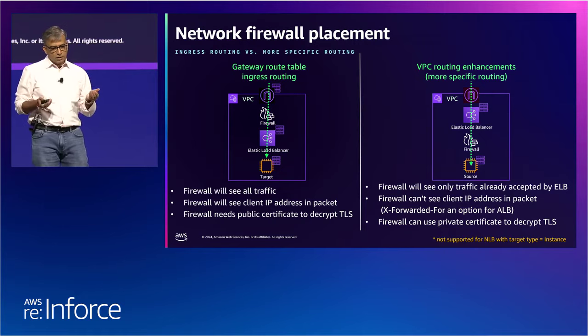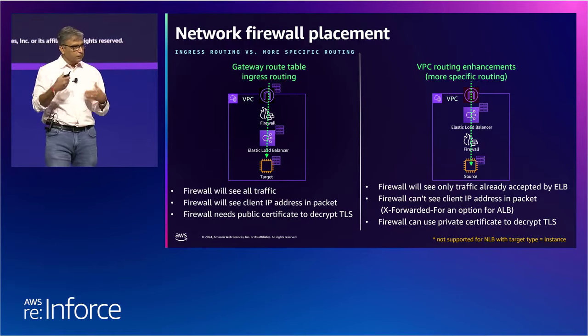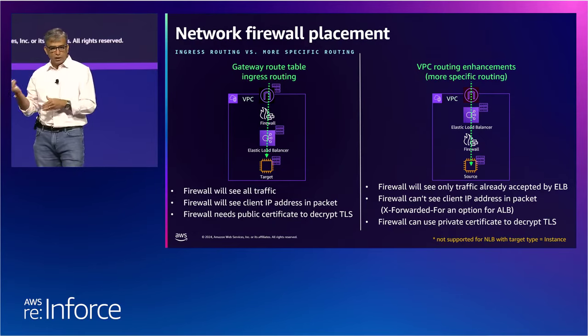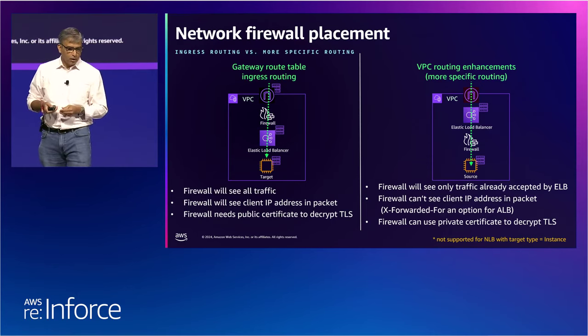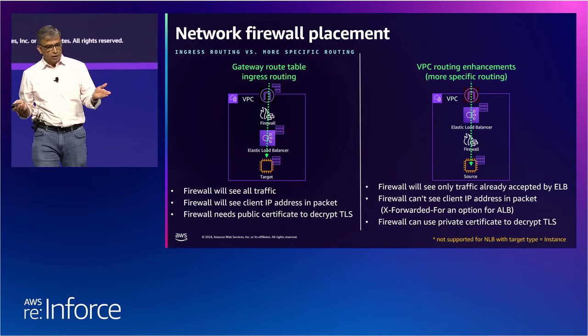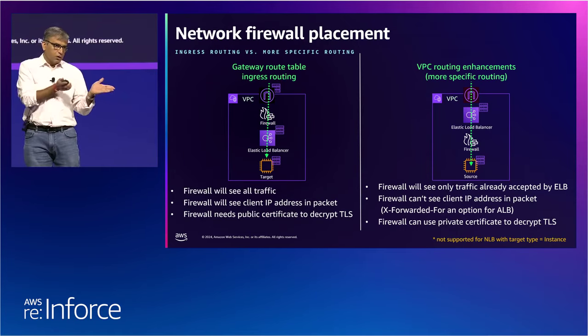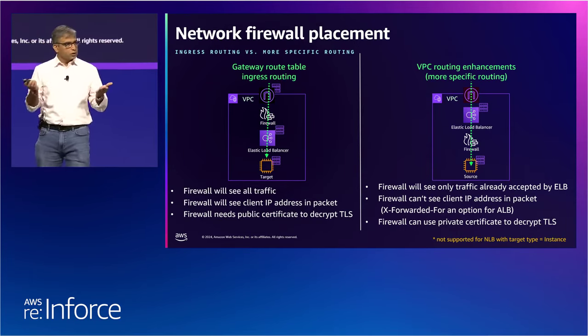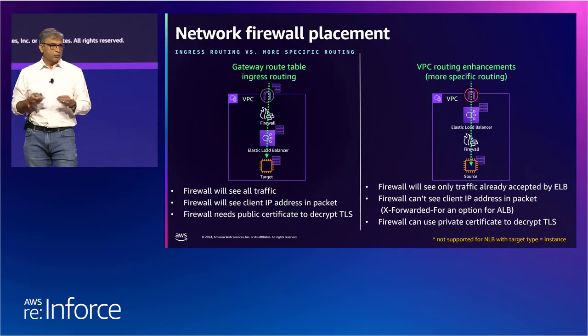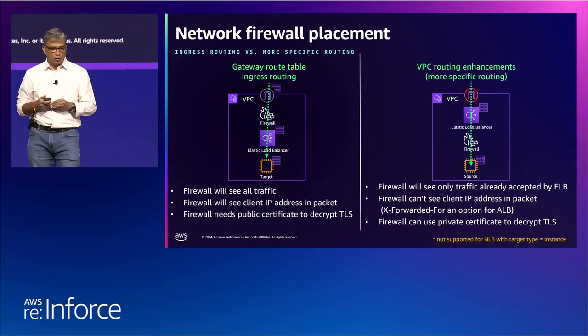As you can see, the difference is that the firewall will see the original IP in case of more specific routing and whatnot. Basically, you need to decide where you want to place it. You might have to use proxy protocol or similar to get the original client IP and whatnot.